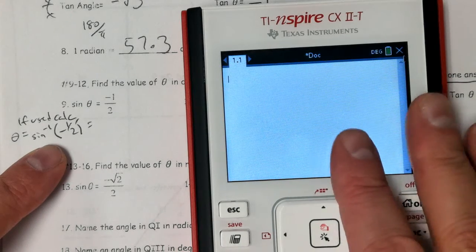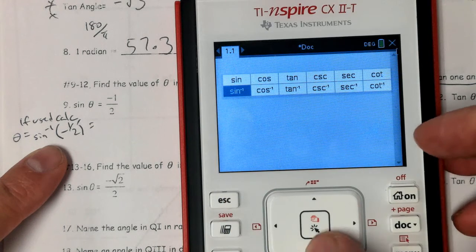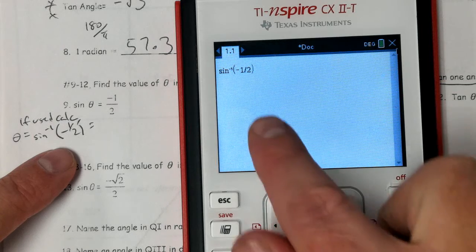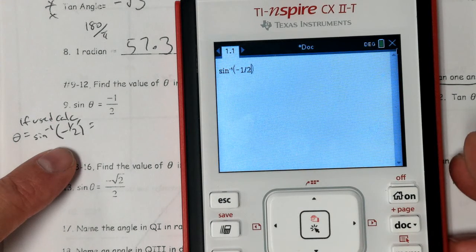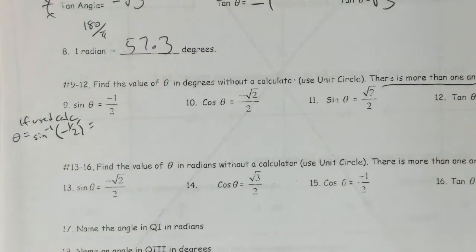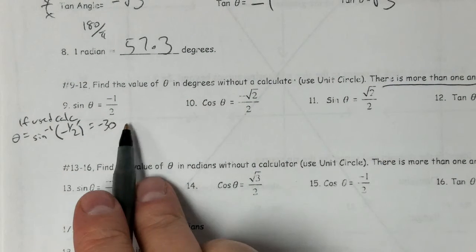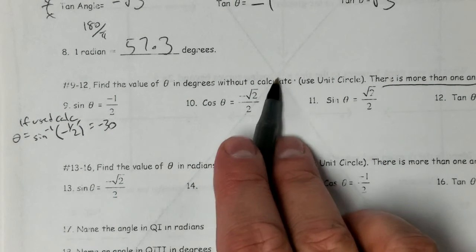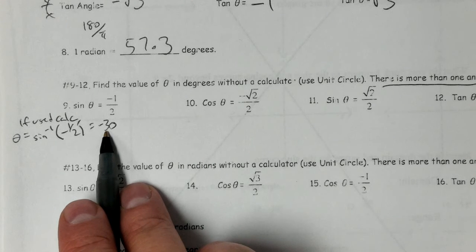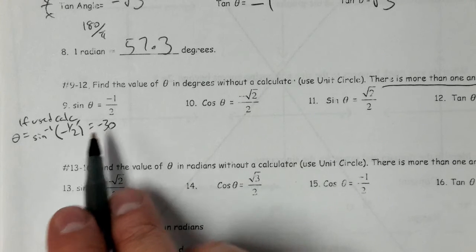Okay, so I'm here at a blank screen. I press the trig button, sine inverse. I'm showing you why this is wrong. Sine inverse of negative 1/2 gives you negative 30 when you're in degree mode. So we're supposed to use the unit circle instead, because that just tells you one answer and it doesn't even tell you it in the right form.